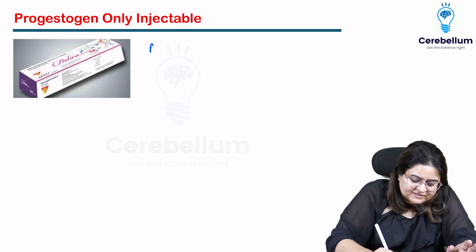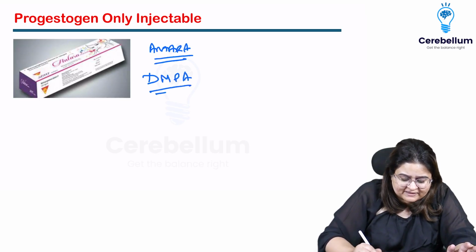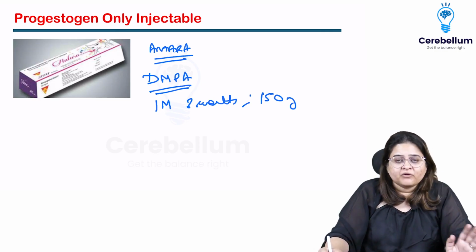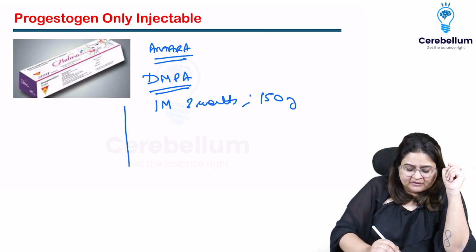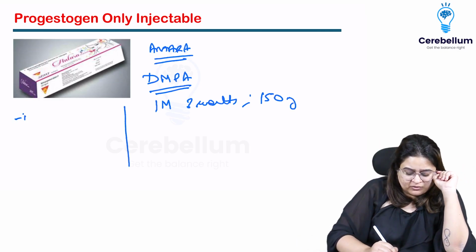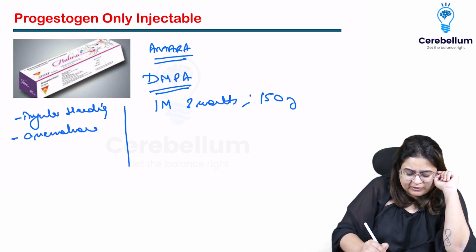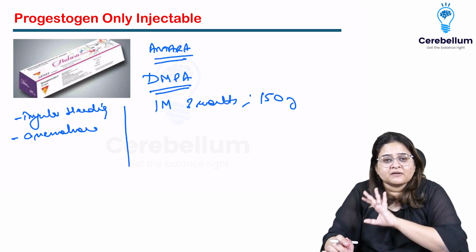What is this? This is Antara. It is an injectable progesterone containing depomedroxyprogesterone acetate. It is given as a deep intramuscular injection every 3 months, and it contains 150 milligram of DMPA. Now, with progesterone only contraceptives, remember the few side effects. They cause a lot of irregular spotting and bleeding in between, and they can even cause long periods of amenorrhea. So these are the two side effects of even the progesterone-only pill, the injectable, the implant, and even the Mirena.